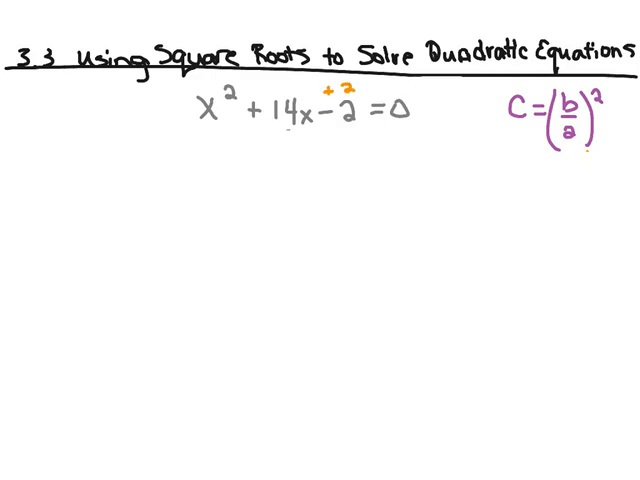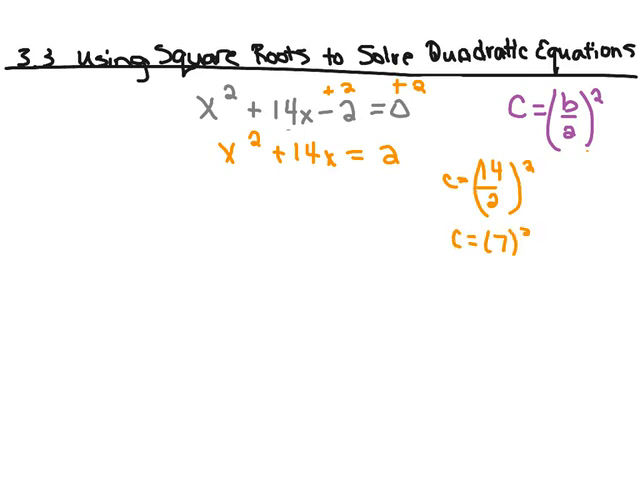So if we take our next example, x squared plus 14x minus 2, we want to add 2 to both sides to get x squared plus 14x equals 2. We want to find our c value, so we take our b divided by 2 squared. So c equals 7 squared, which is 49. So we're going to add 49 as our constant, so x squared plus 14x plus 49 equals 2 plus 49.